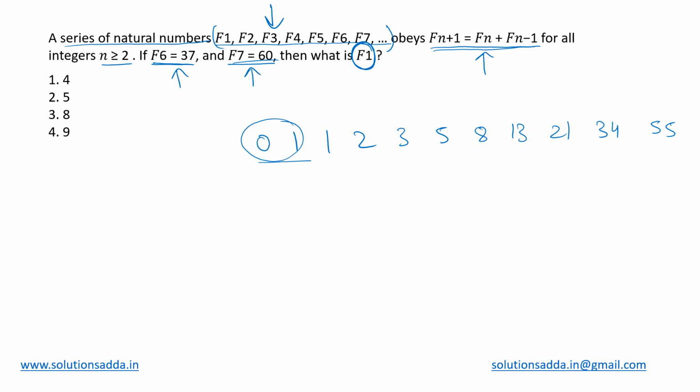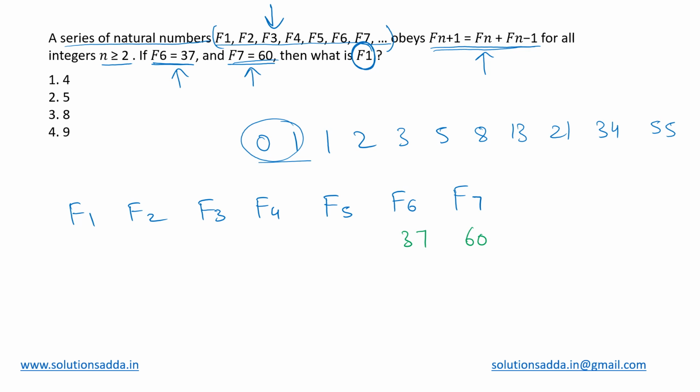So now how will we approach it? Let us write down all the terms from F1 to F7, and we will use the given two terms in order to get all of the remaining terms of this series. Let us see how. F6 is given as 37 and F7 is given as 60. So now using these two terms, we will determine the entire series.